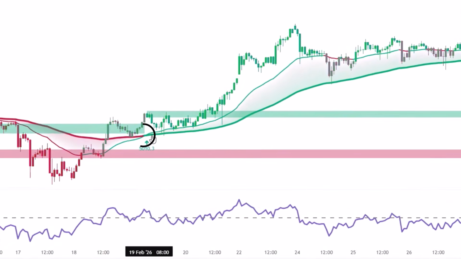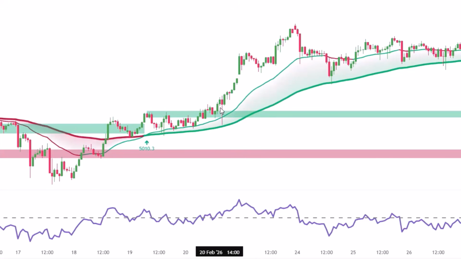First, the fast Kalman should be above the slow Kalman, showing that buyers are in control. Price should also remain above the dynamic trend levels, confirming that the overall trend is still bullish. Now be patient. Don't buy after a large bullish candle. Wait for price to pull back toward one of the dynamic trend levels. This gives you a better entry and reduces the chance of chasing the market.